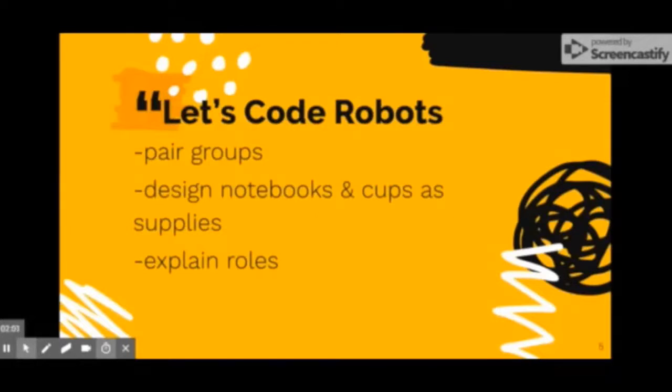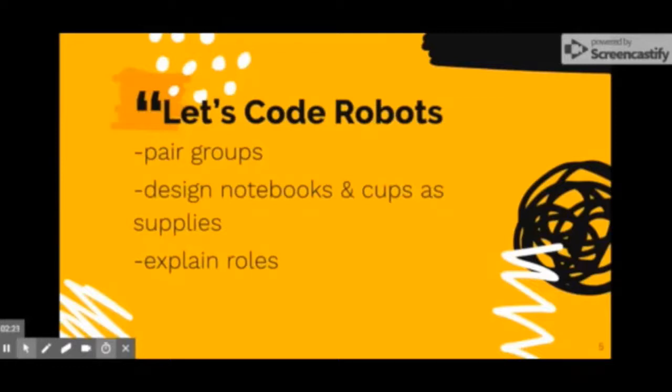We have to build based only on the code that they write down, because that's how computers work. So we paired groups. I did that with the help of the teacher to make sure that we had groups that could work together. I got out design notebooks, which are just notebooks with scrap paper, and I used tiny cups as supplies. The cups were good manipulatives so that the robot person really was focusing on showing where the code was in the sequence.